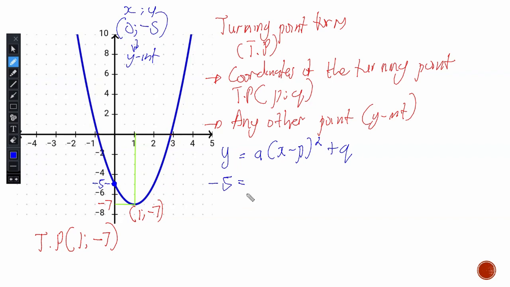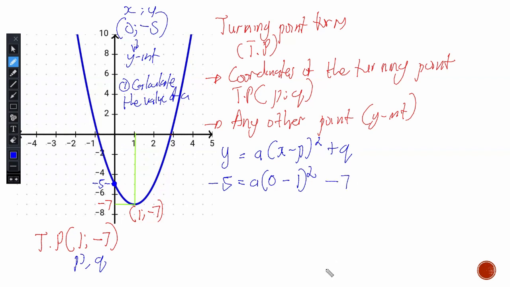Remember, the first thing that you should do is to calculate the value of a. It does not change. Then you have a here. For your x, you're going to substitute the 0. And then minus, remember I said the turning point is represented by p and q. Where there is p, that's the x coordinate of the turning point. Where there is q, that's the y coordinate of the turning point. So I have 0 minus 1, squared. Substitute it exactly as it is. Then the q here is negative 7.